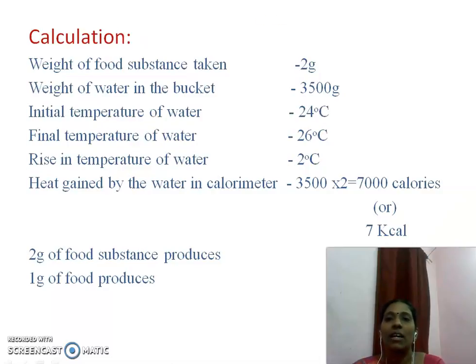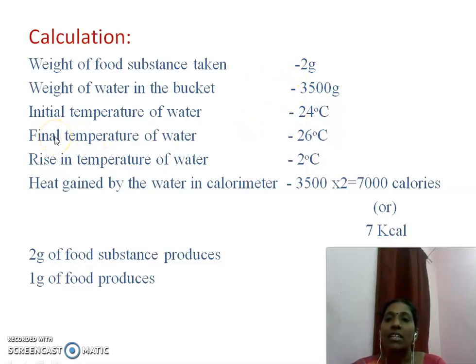So now let's see the calculation part. The weight of the food substance taken is 2 grams. Before placing the food sample in the crucible, the food should be weighed. Either 1 gram or 2 grams of the food substance should be taken. Then the weight of the water in the bucket is 3,500 grams. Already I told you the water which is present inside the bucket should be weighed initially. Then the initial temperature of the water is 24 degrees centigrade. So before burning the food sample, we should check the temperature of the water. That is the initial temperature, 24 degrees centigrade.